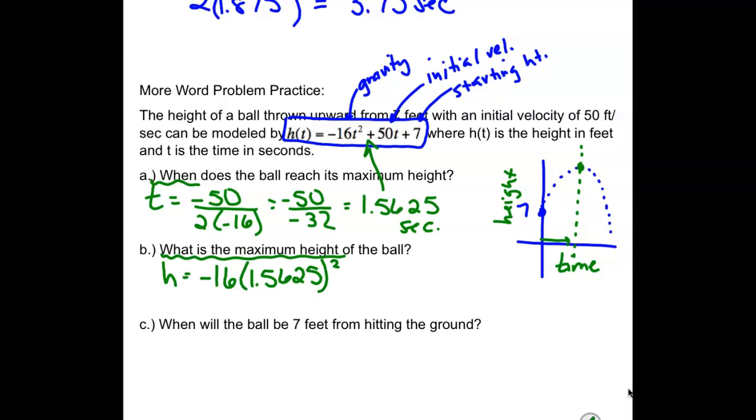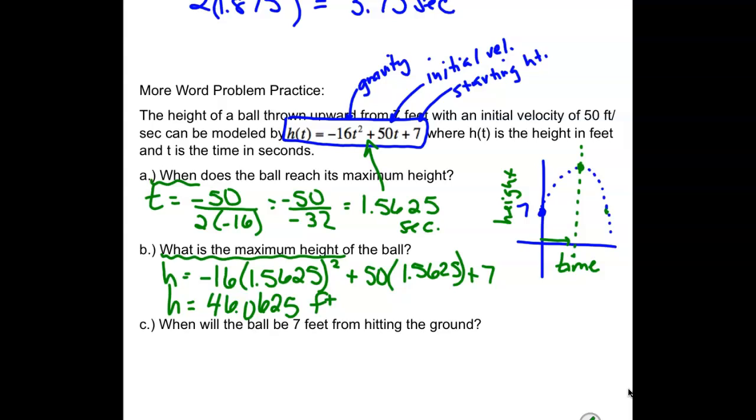So negative 16 times our time squared plus 50 times the time plus 7. Once again, go ahead and grab your calculators, pause the video, and punch that into your calculators. All right, we should end up with a height of 46.0625 feet. The third question says, when will the ball be 7 feet from hitting the ground?